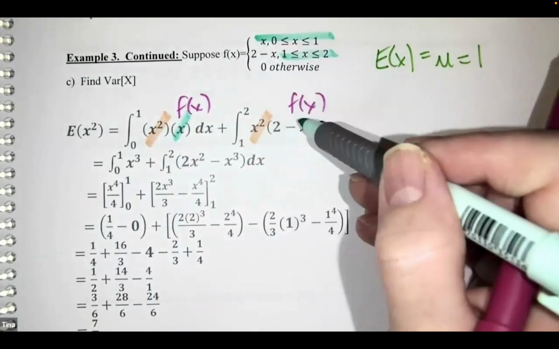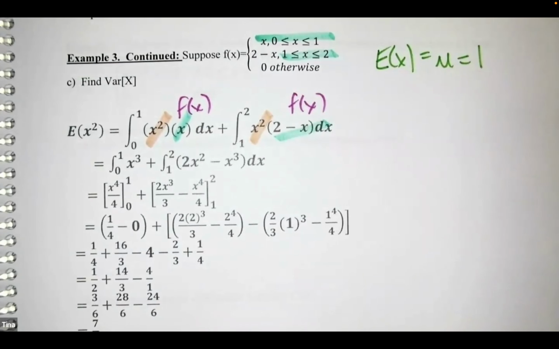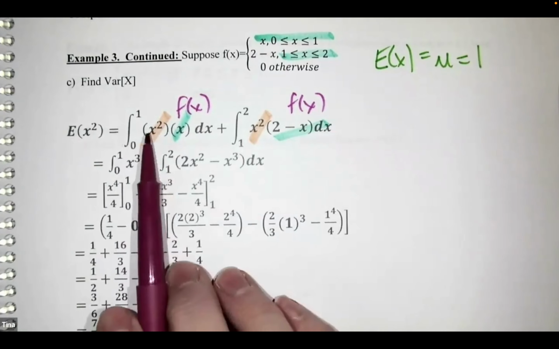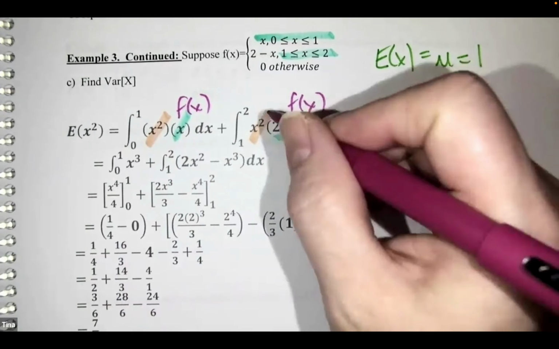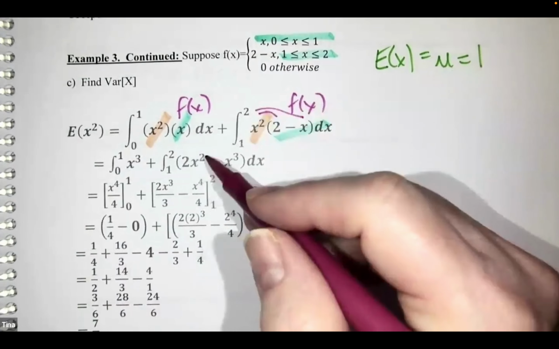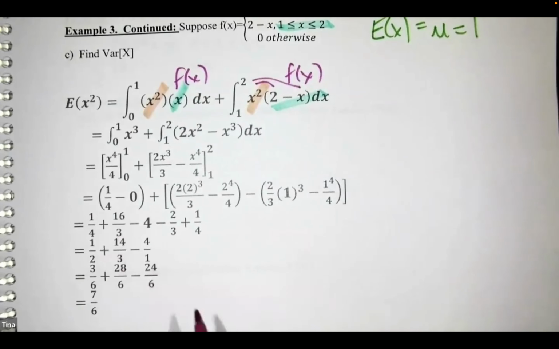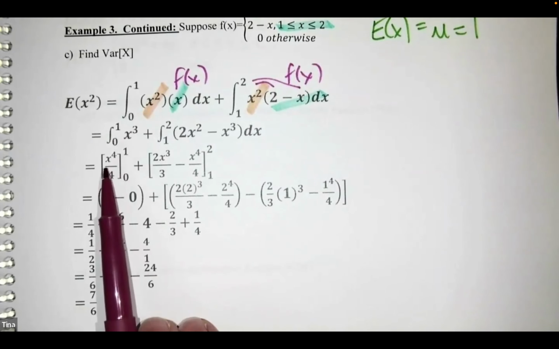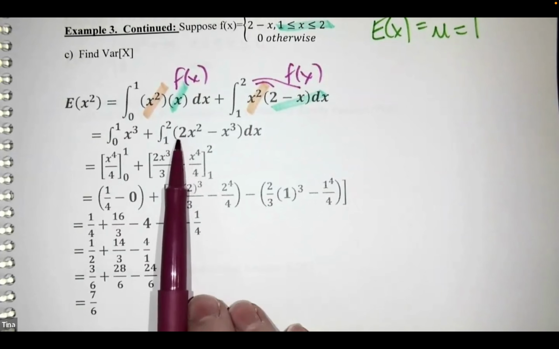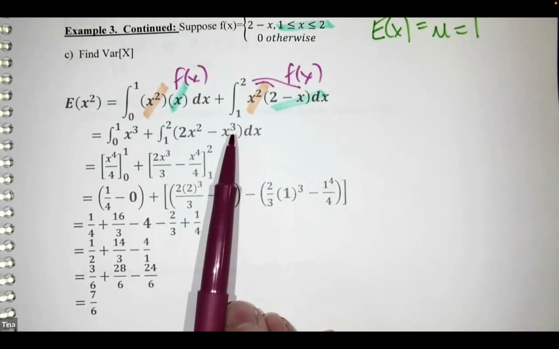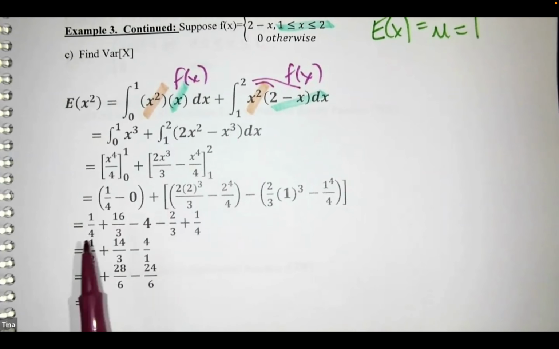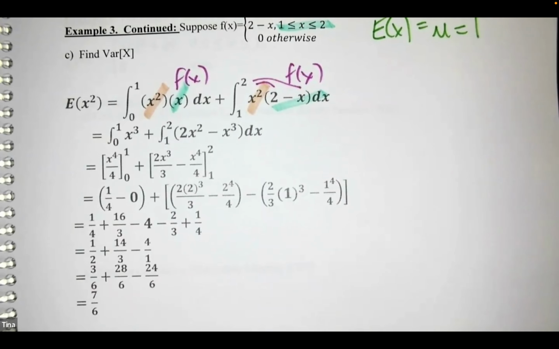And then from 1 to 2, x squared times the function, and that whole thing is going to be E of x squared. So we multiply it out again. x squared times x is x cubed. Here, 2x squared minus x cubed. Integrate x cubed, we get x to the 4 over 4 from 0 to 1. Here we get 2x to the 3 over 3 minus the integral of x cubed, which is x to the 4 over 4, from 1 to 2. We work all of that out.